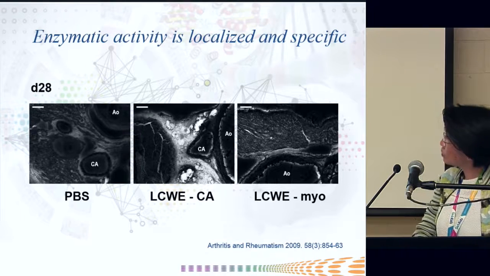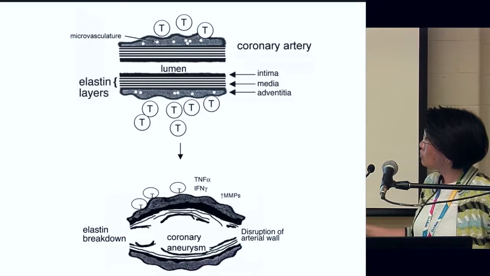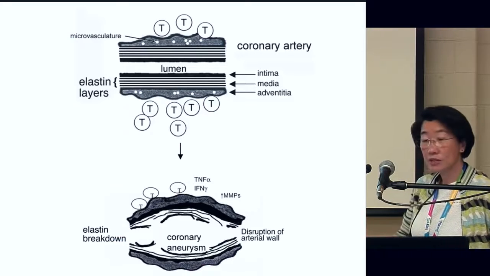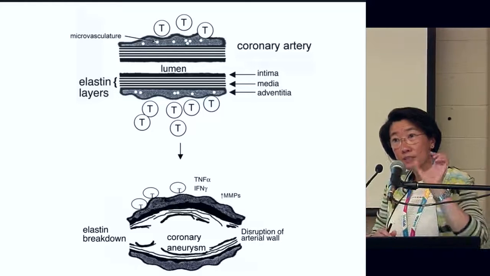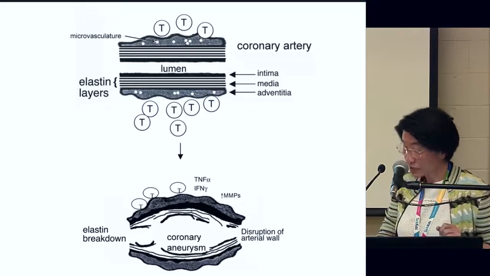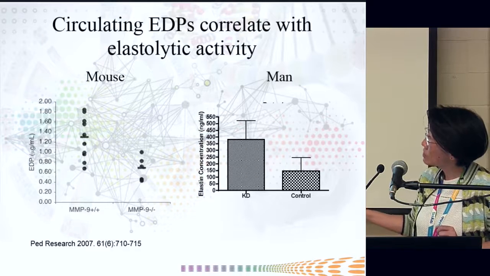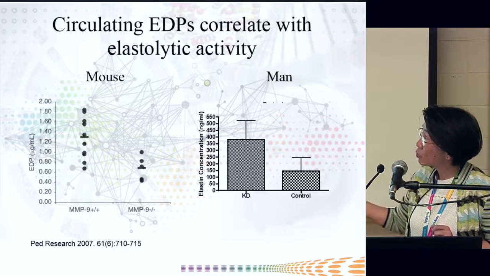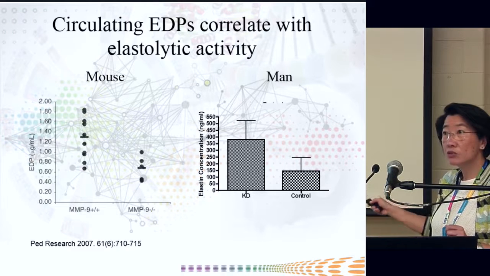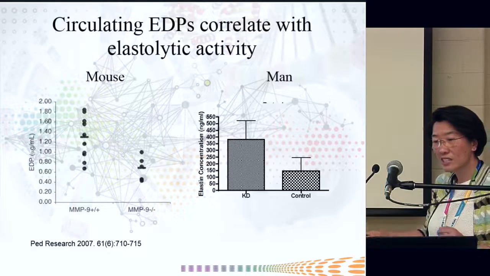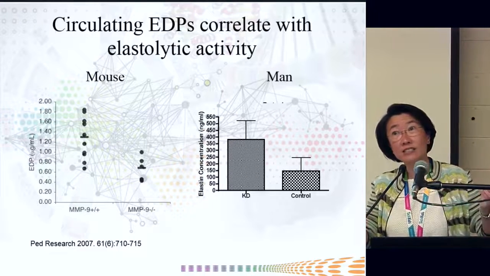So to make a long story short, we started really going into this story and looking at what's happening downstream, and we found that elastin was being broken down into little pieces. These little pieces of elastin, or elastin-derived peptides, can be measured in the circulation of mice that are developing aneurysms, not the ones that don't have the MMP9, but the wild type who do, and in children with Kawasaki disease versus febrile controls, so other children that have fever but not Kawasaki disease. So when you break down your coronary arteries, you can release these little pieces of elastin.